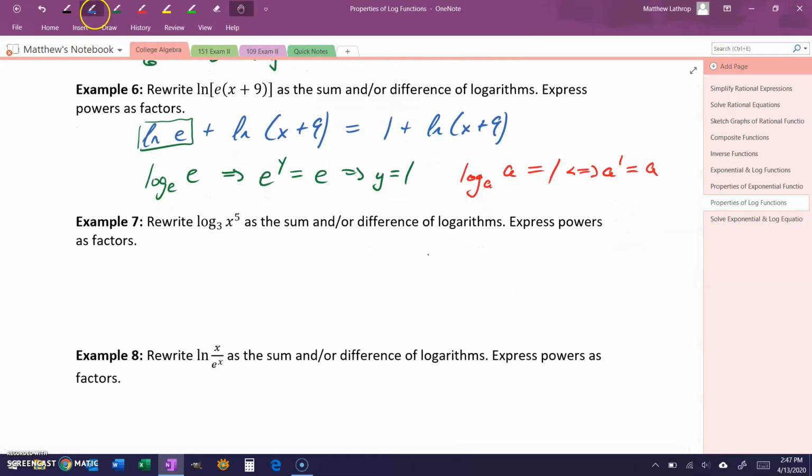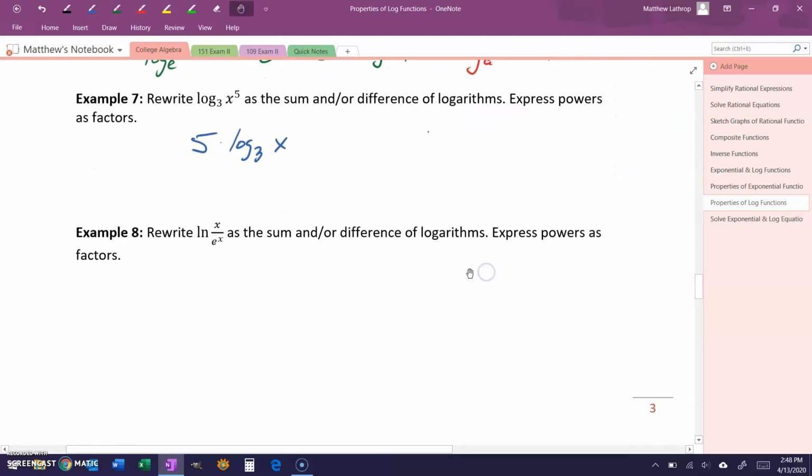In example 7, we want to rewrite the log base 3 of x to the 5th power. We can bring that power as a factor down in front to rewrite this as 5 times the log base 3 of x. And then in example 8, we have the quotient of two terms inside this log, which means we can break this up as the natural log of x minus the natural log of e to the x power.